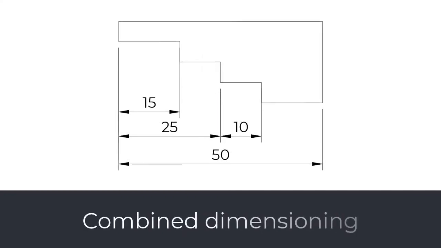Combined dimensioning. The combined method is the practice of utilizing multiple dimensioning methods within a single engineering drawing. By combining different methods within the drawing, we aim to optimize clarity, readability, and space utilization, while providing comprehensive and accurate dimensions for different aspects of the design.